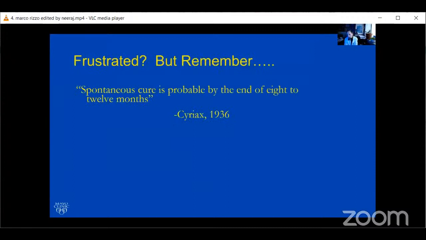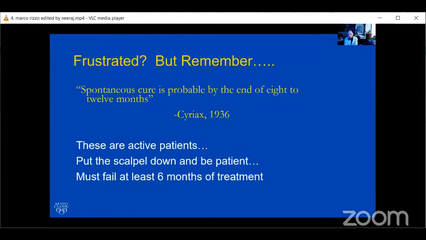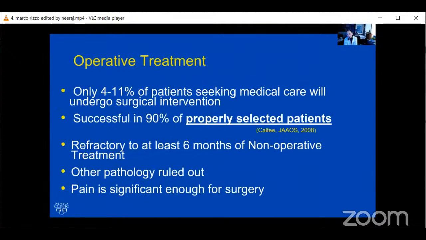Again, go back to the earlier comment that most will get better on their own, regardless of what we do. Remember that these are active patients, so try to be sure that they fail a conservative treatment, but it's often hard because they are active and they want to get better really, really soon. Operative treatment, thankfully, is not very often needed, but it can be successful when chosen.